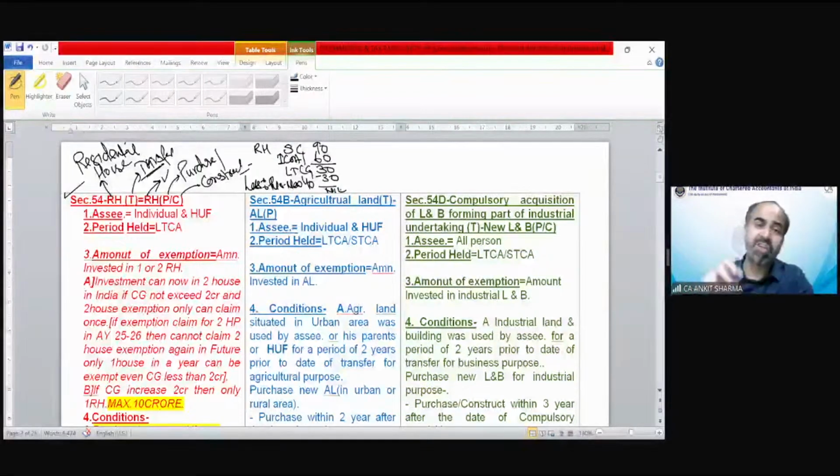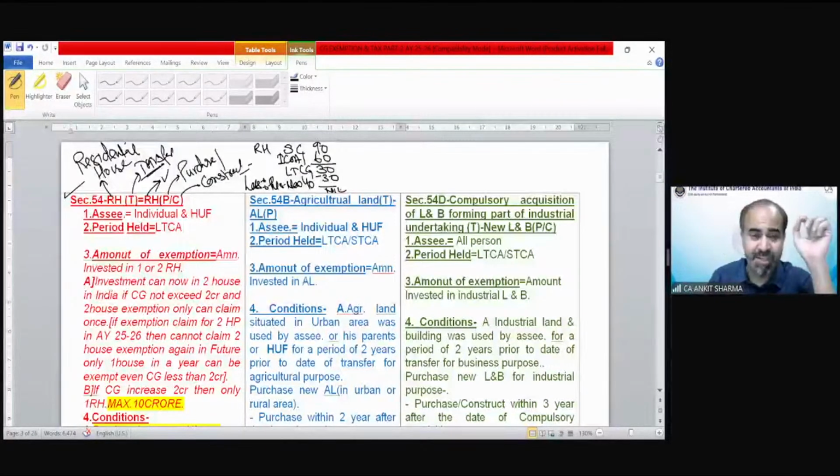If you purchase a new residential house of 25 lakh, then exemption would be 25, 5 lakh would be your capital gain taxable. But if you invest more than the capital gain, then the excess investment would have no value, that would be waste. So if I transfer a residential house and if I purchase a residential house or construct a new one, then I can claim the exemption under section 54.